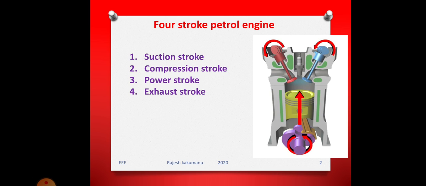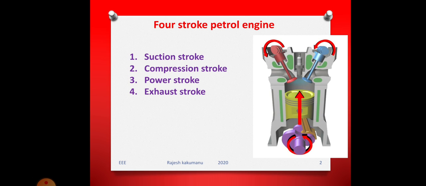See the animated cross-section view of the 4-stroke petrol engine. The red portion is the inlet valve. The blue portion is the exhaust valve. In the center, you have a spark plug where the ignition takes place. The piston, in light green, reciprocates up and down from bottom dead center to top dead center with the help of the connecting rod and crankshaft.